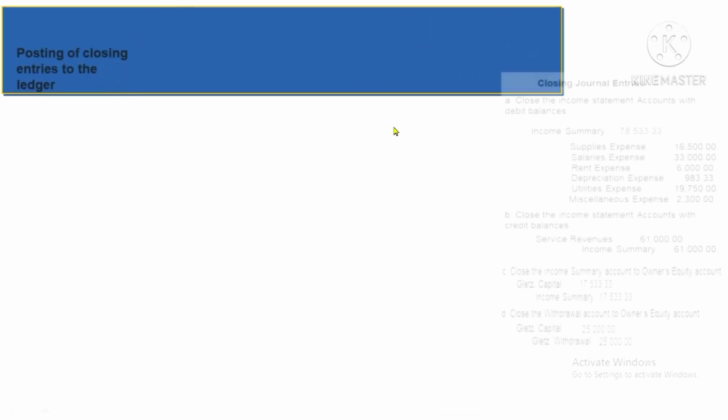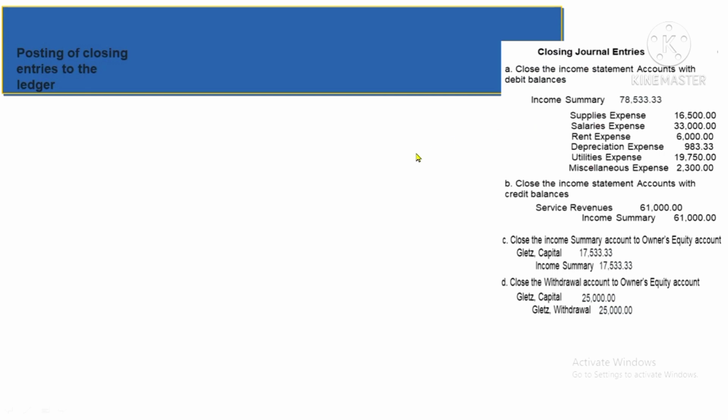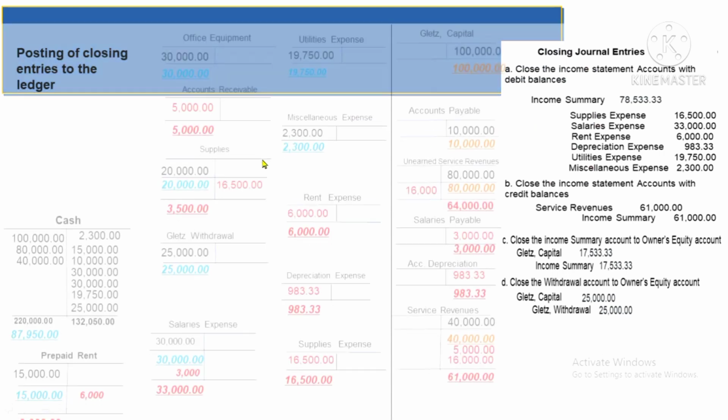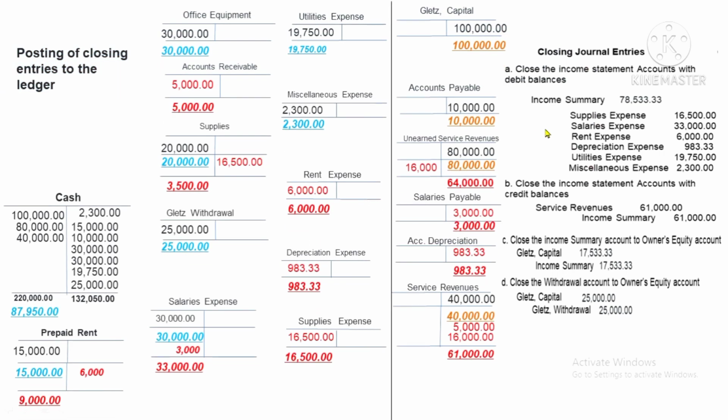So now we are on the posting of the closing entries, these closing journal entries, to this particular ledger. Now let's start with the income summary. Debit 78,533.33, and since there is no T account for the income summary account title, then we need to make one, and there you go, we have the debit 78,533.33.